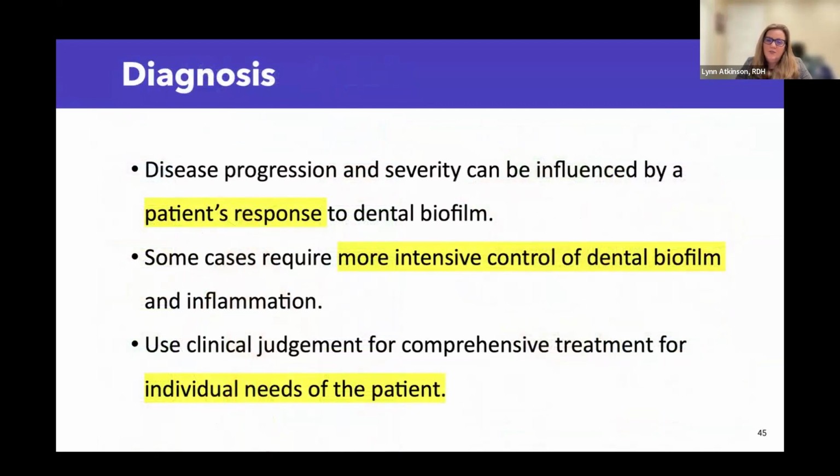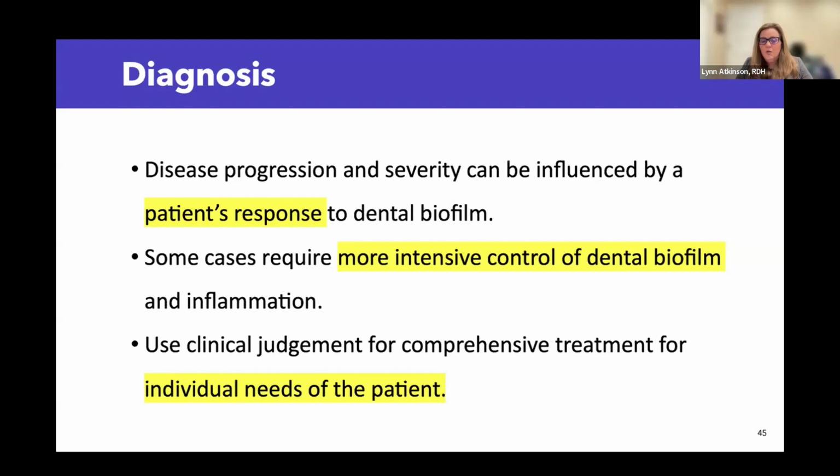All right, disease progression and severity can be influenced by a patient's response to dental biofilm. So it's not just the dental biofilm that causes periodontal disease or that causes inflammation. It's actually the host's response. It's the patient's response, because we've all seen it. We've all seen that patient that comes in with a ton of stuff on their teeth. They've got biofilm, they have plaque, they have tartar, they have food, they have all kinds of stuff going on, but they don't have a lick of bone loss. They don't have inflammation. So it's the way that their body's responding to that.